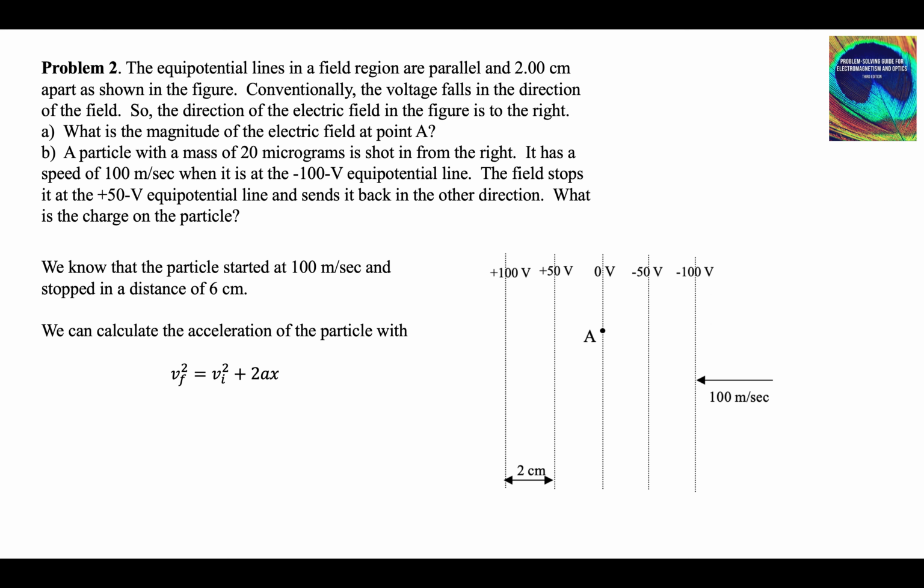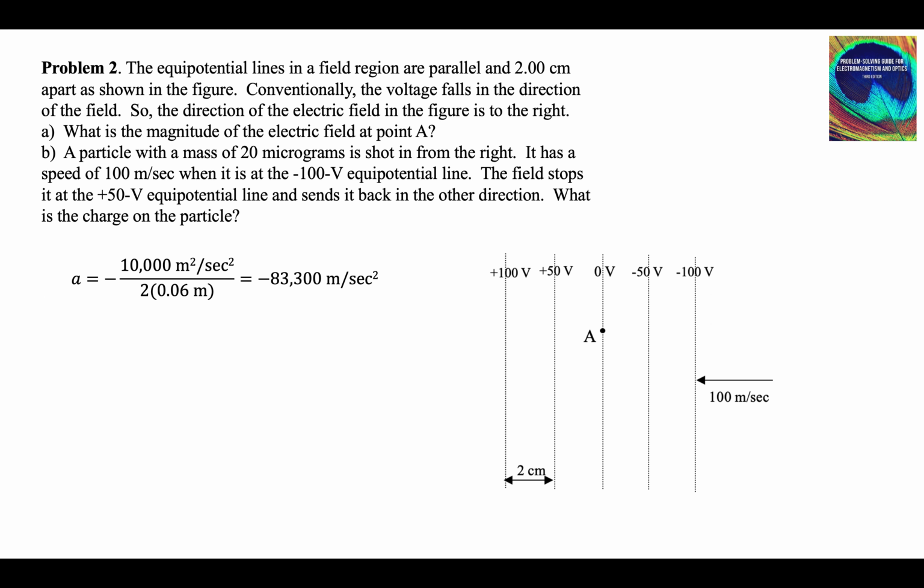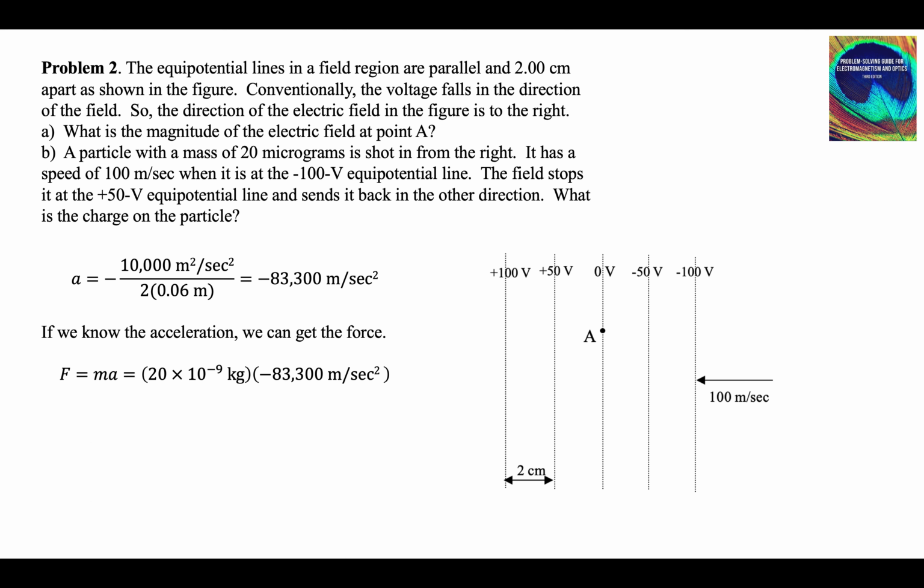V final squared equals V initial squared plus 2ax. We can substitute in the knowns. Ends up at rest. Starts at 100 meters per second. Stops in a distance of 6 centimeters. We can solve for a, and we get minus 83,300 meters per second squared. From the acceleration, we can get the force because we know the mass. F equals ma. The force is 1.667 times 10 to the minus 3 newtons.